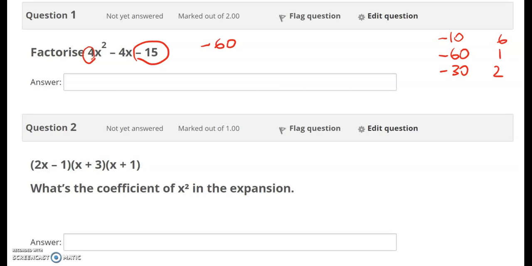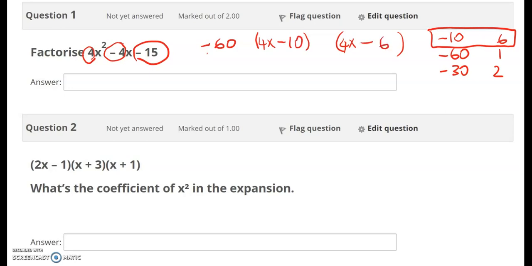But I also want these two factors to add up to minus 4. And I've got that already. Minus 10 plus 6 will give me minus 4. So these are the two that I'm after. So I'll open the two brackets. I'll put 4x in both to begin with, and I'll put minus 10 here and plus 6 on the other one.